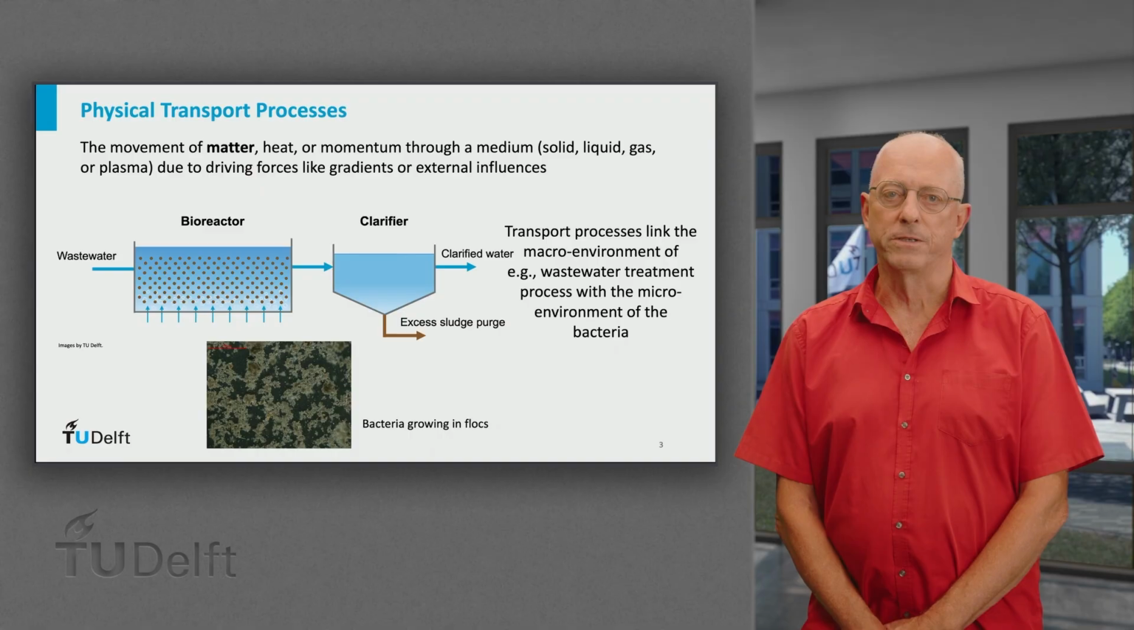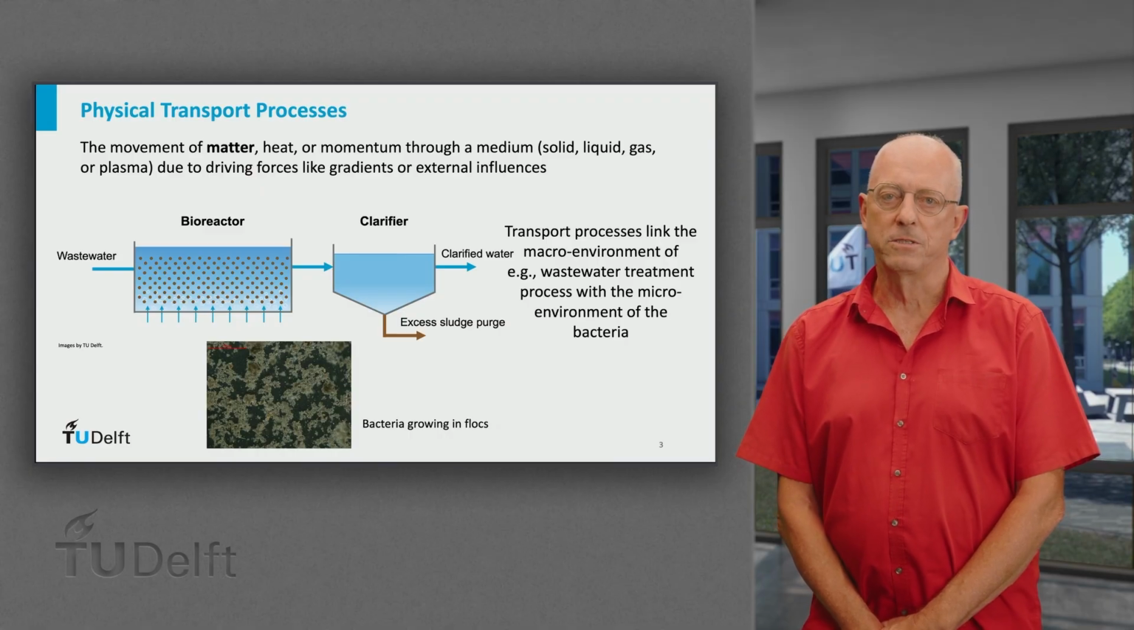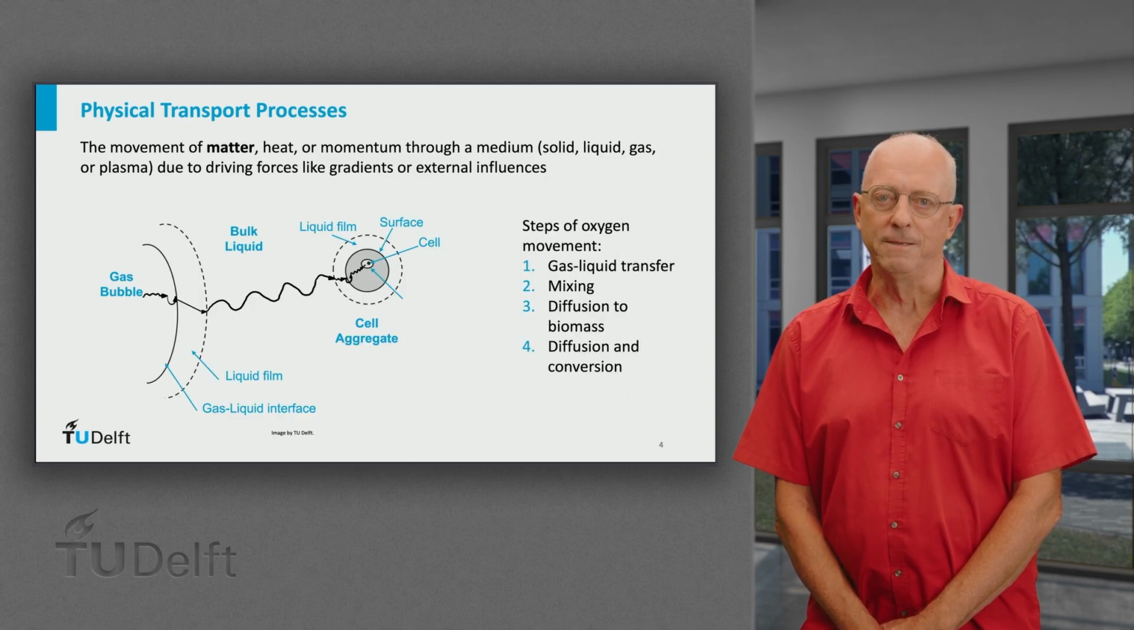For example, in wastewater treatment, bacteria rely on substrates like oxygen or pollutants delivered through transport processes. Understanding this transport ensures we can control the conditions bacteria experience, whether in a laboratory or a full-scale facility.